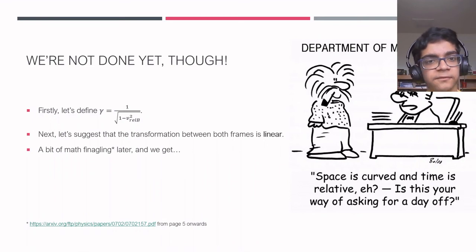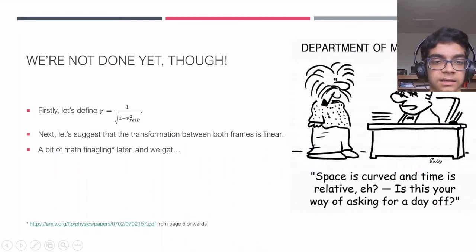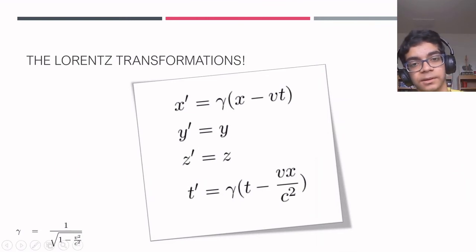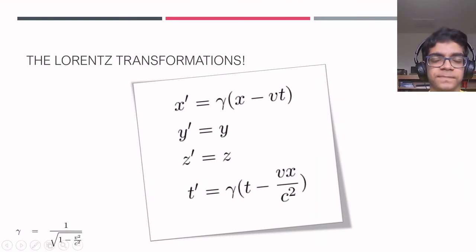Then, let's also suggest that the transformation between both reference frames is linear, since that's what it is in the Galilean physics. And again, if we do a little bit of math finagling, which I won't go into great detail here, but you can take a look at the link in the video, which will be put in the description, we get the Lorentz transformation equations. So, let's take a look at what these are.